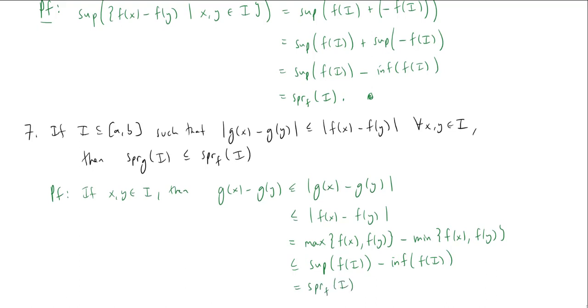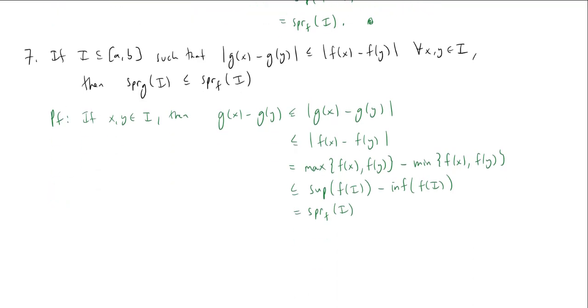All right, so we've concluded that for all x and y, the difference between g of x and g of y is bounded from above by the f spread of I. And so what that tells you is that the f spread of I, I'm going to write this backwards, is greater than or equal to the supremum of all differences, g of x minus g of y, where x and y are in I. Okay, so if you're greater than or equal to every term in the set, then you're an upper bound for the set. And so you're at least as big as the supremum.